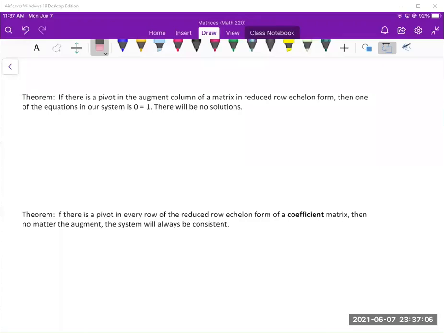So we've seen some important ideas in our examples. We're just going to tie them together with a theorem. Our first theorem says if there's a pivot in the augment column of a matrix that's in reduced row echelon form, then one of the equations in our system is 0 equals 1. There will be no solutions.